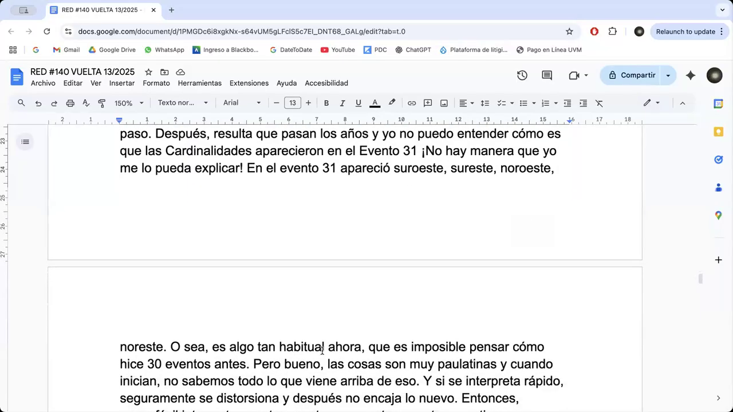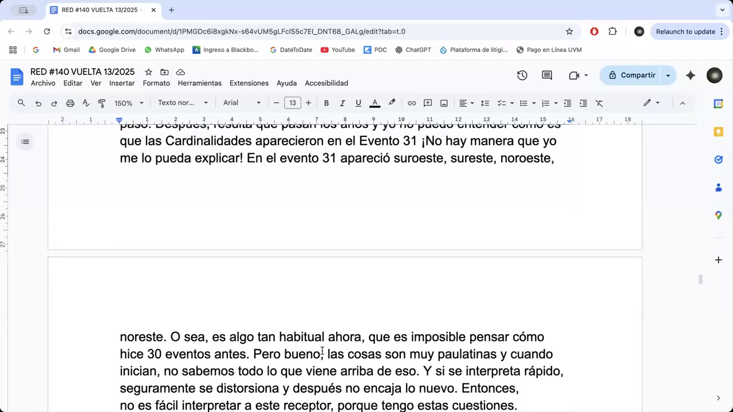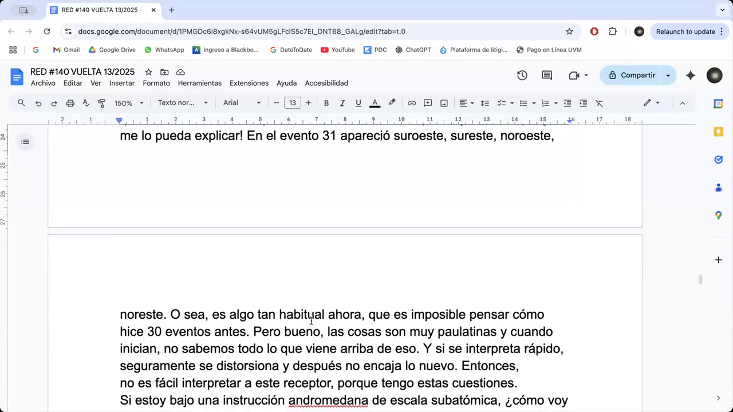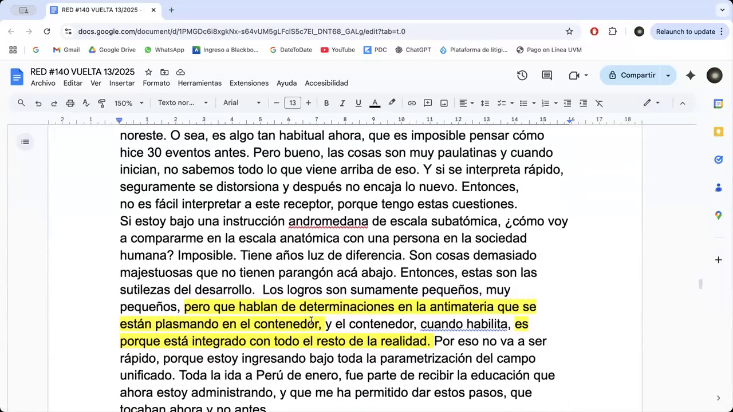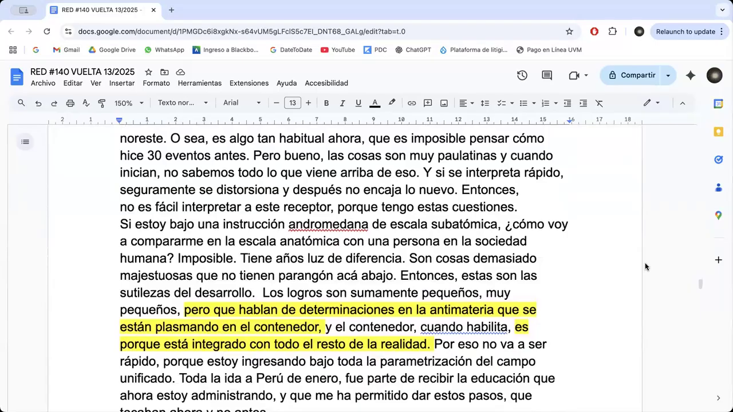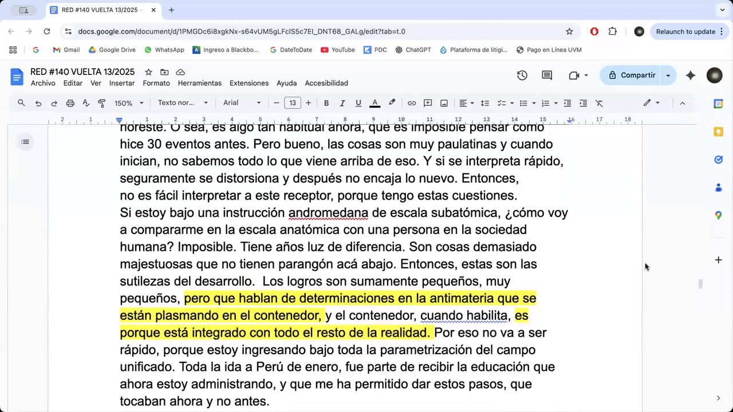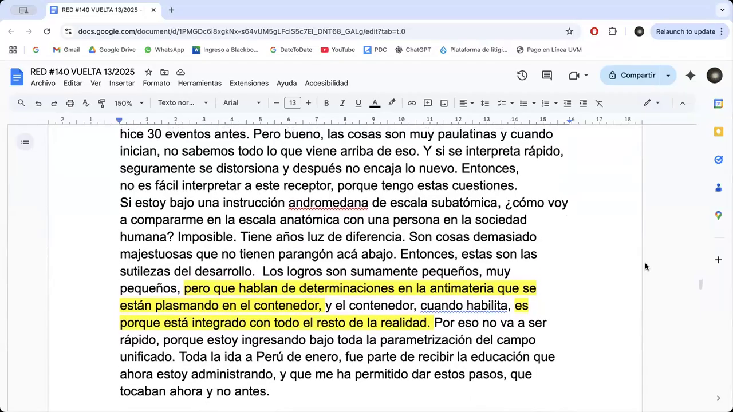So later, it happens that years go by, and she says that she just cannot understand how the cardinalities appeared in event 31. Like, she says there is no way that she can explain to herself how she went 30 events without the cardinalities, because it was in event 31 where the cardinalities appeared. And now it is something that is very common, but she just doesn't understand how she did 30 events without the cardinalities. But that's the thing.